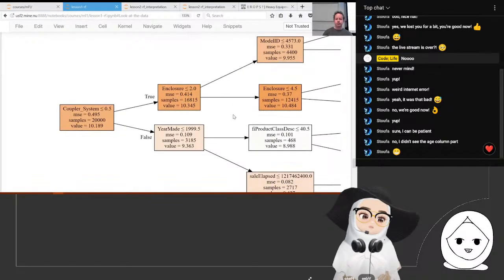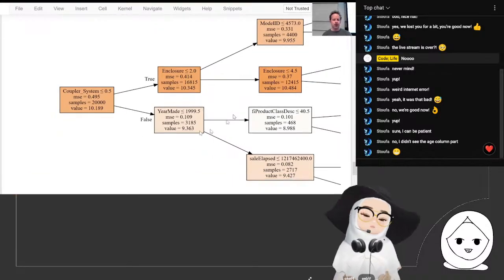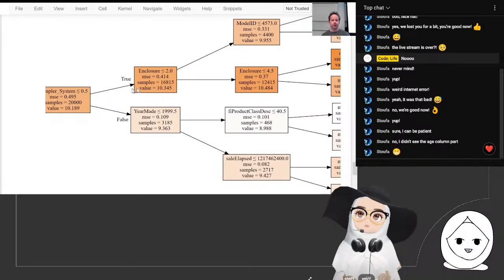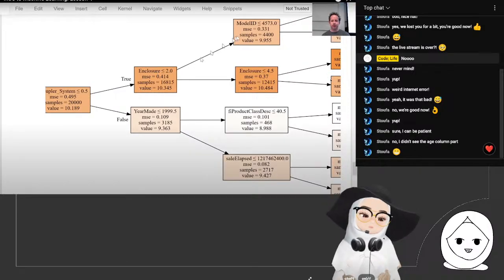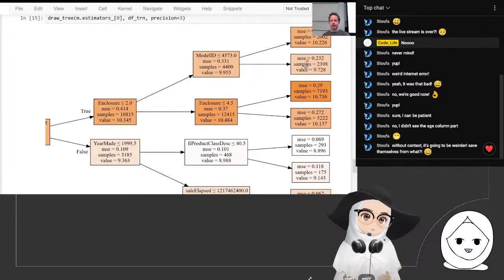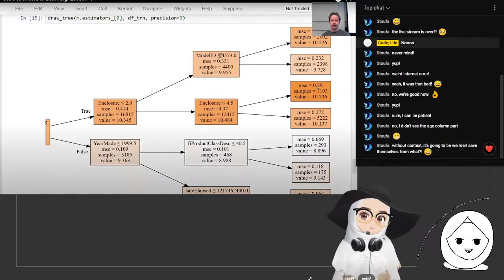So this was the single tree that we created. The whole data set had an average log sale price of 10.2. The data set for those with coupler system equals true had an average of 10.3. The data set for coupler system equals true and enclosure less than 2 was 9.9. And then eventually we get all the way up here, and also model ID less than 45.